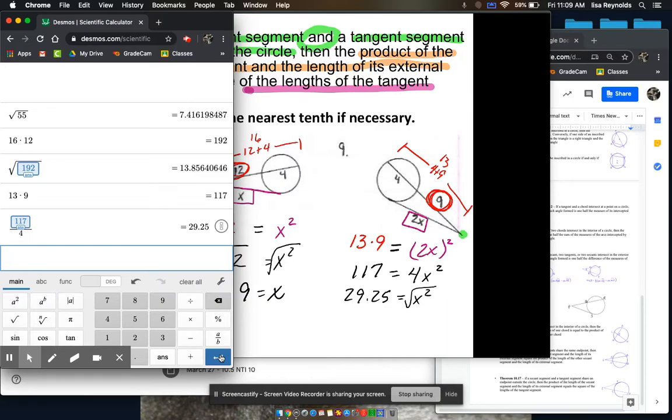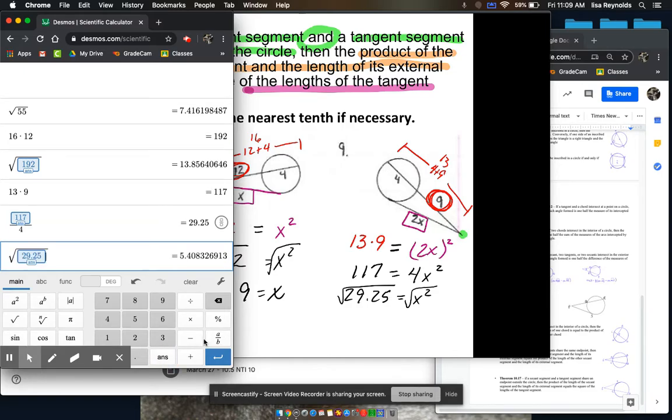And to remove the square, I'm going to take the square root. So I'm going to do the square root of my previous answer and round it to the nearest tenth. It's 5.4 for the value of x.